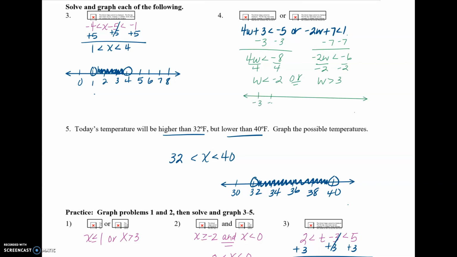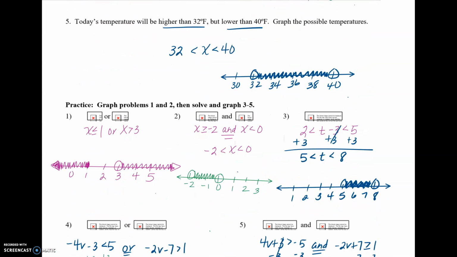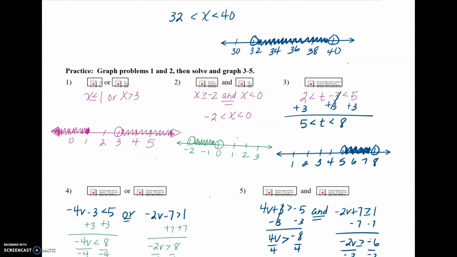Let's see, -3, -2, -1, 0, 1, 2, 3, 4, 5. w is less than -2, that's an open circle, everything smaller to the left. w is greater than 3, to the right, everything bigger than 3. Okay, so that is all we will do for our inequalities.